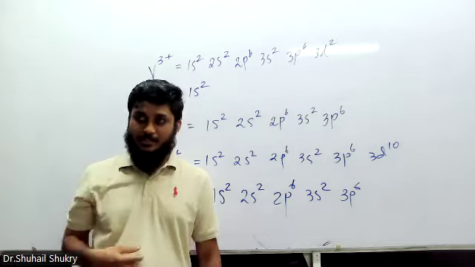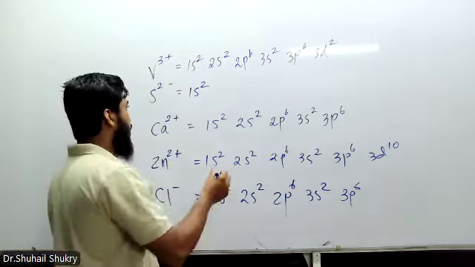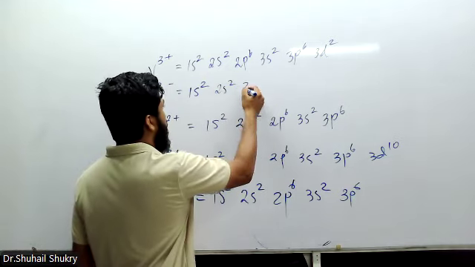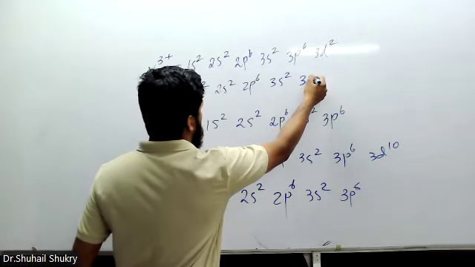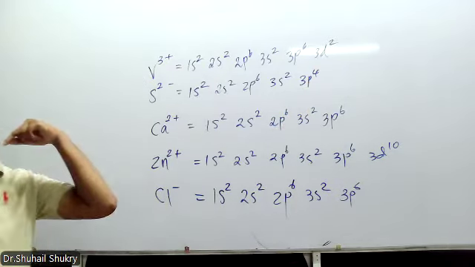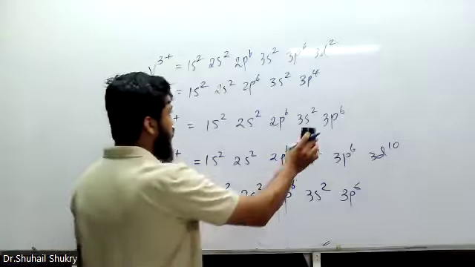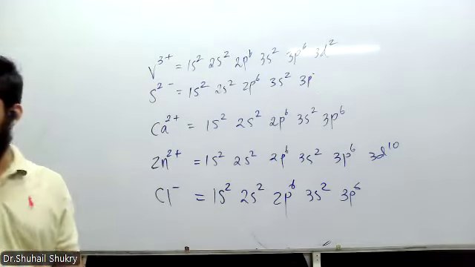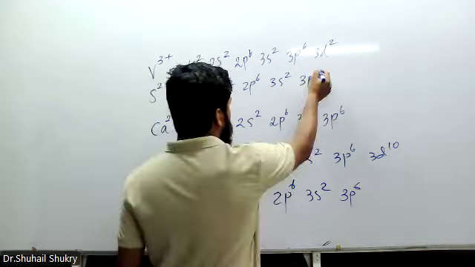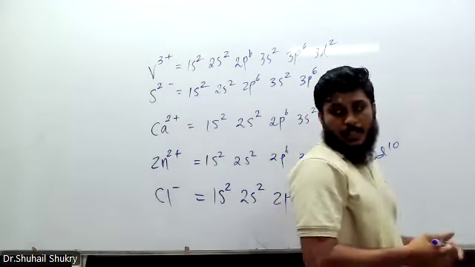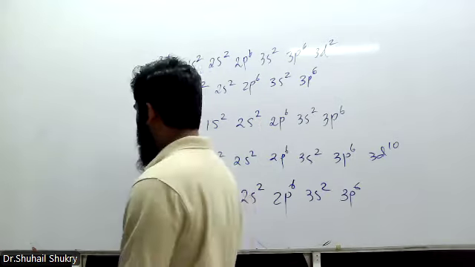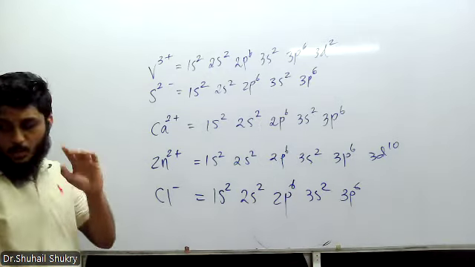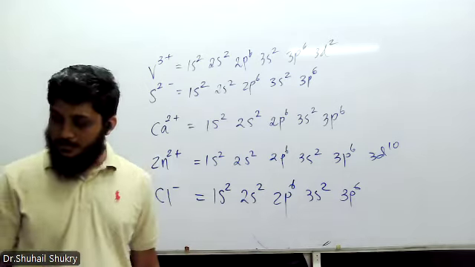Get the periodic table. So S2-: 1s2, 2s2, 2p6, 3s2, 3p4. When it gets these 2 electrons, 3p4 will go up to 3p6. Do you understand? Now we have these things. Okay. We'll go to the next one.